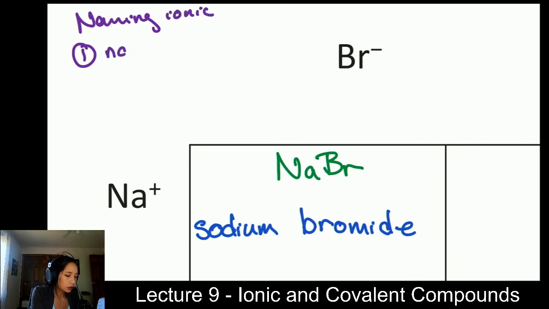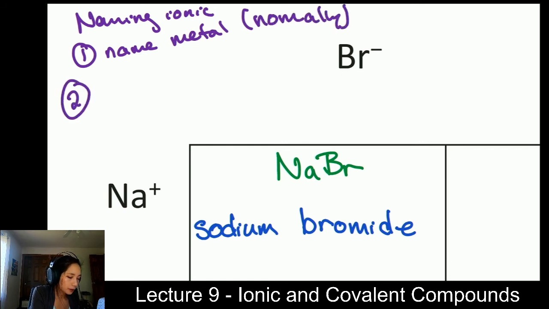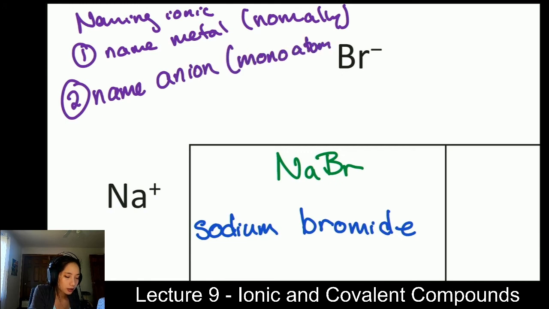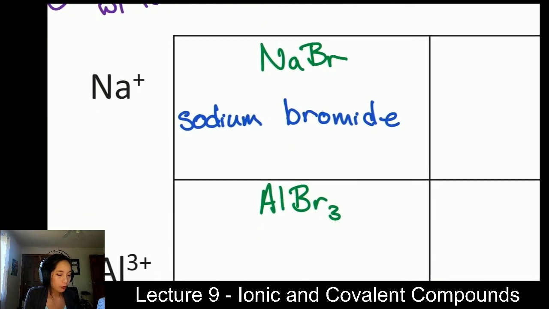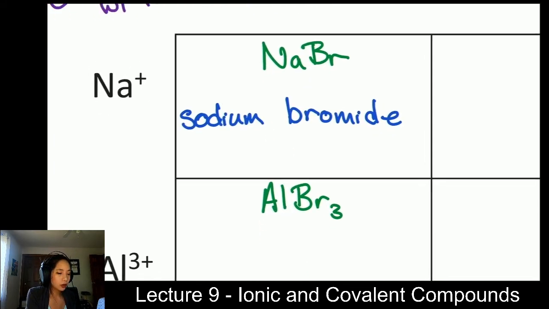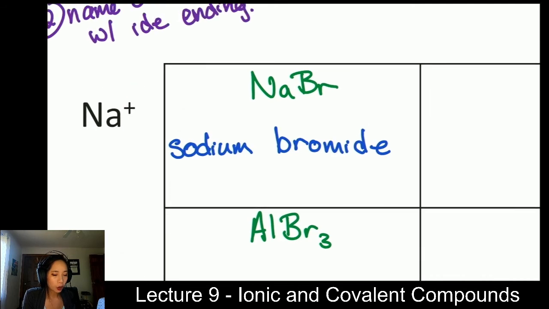So name the metal normally, and then name the anion, if it's monoatomic, with the ide ending. Okay, so that's sodium metal, the cation we just named normally. Bromine, which is the anion, we added that ide ending.